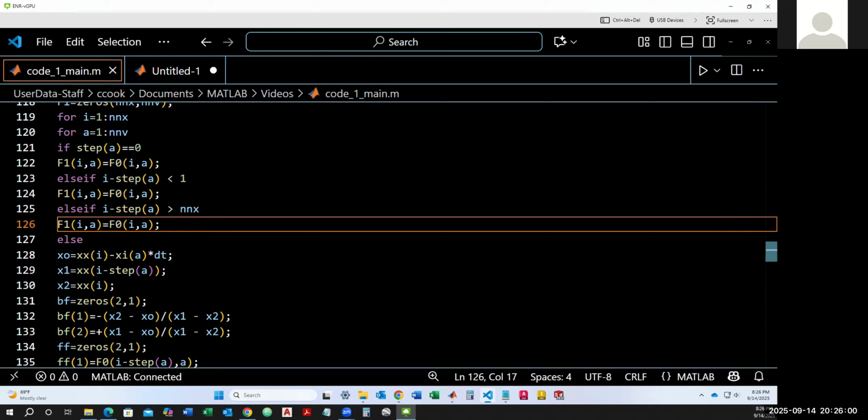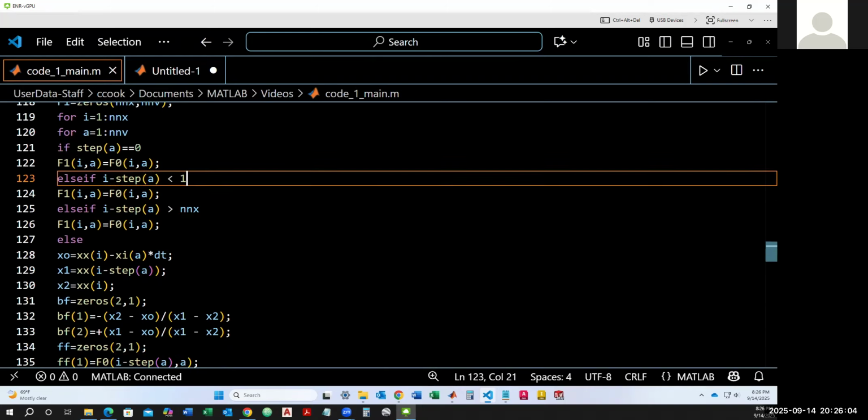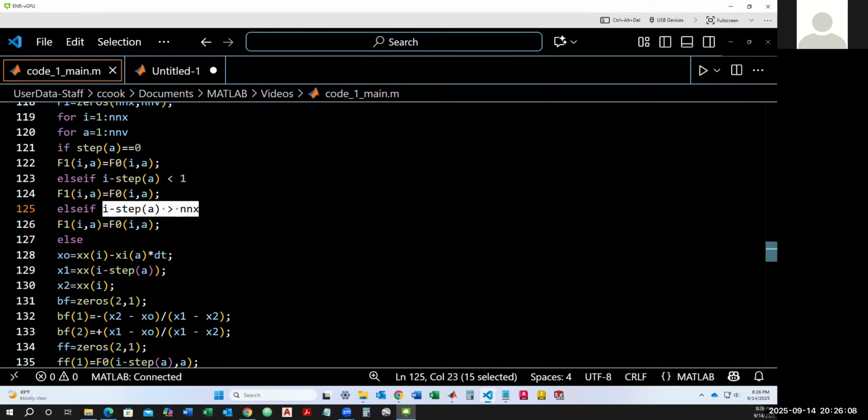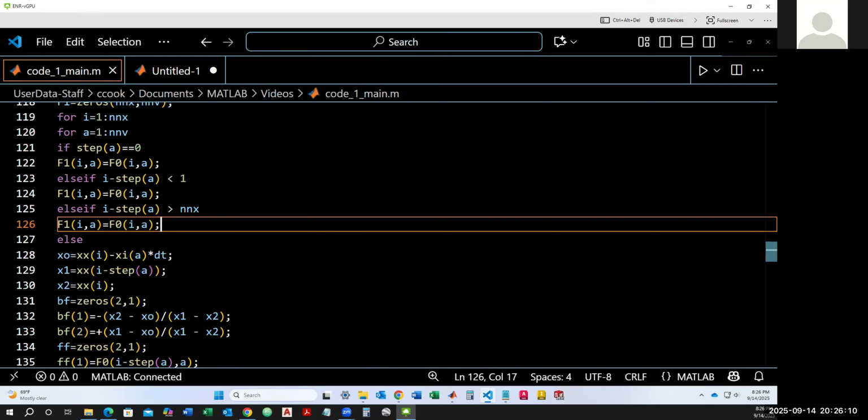All right, so if I minus step A is less than 1, okay, F1 equals F0. If I minus step A is greater than NNX, again, F1 equals F0.